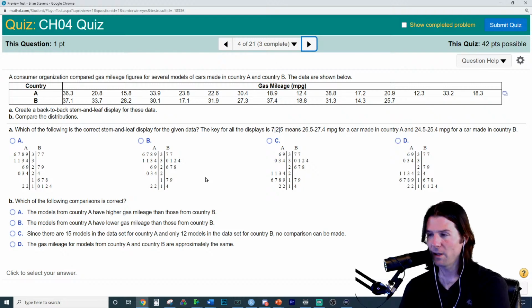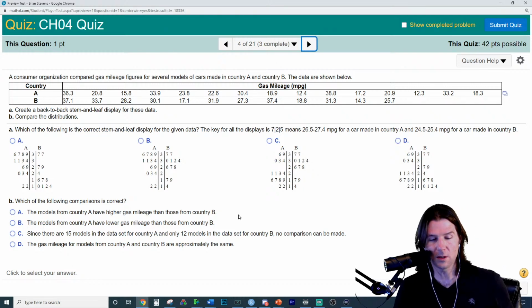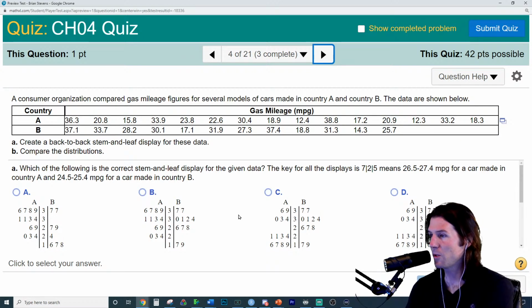Here we are with this one we did on another day. We did this one in another class, but it doesn't hurt to do this one. Someone's watching this video and they're like, no, do this one. Because this one's pretty tricky. This is back-to-back stem and leaves, or side-by-side stem and leaf plots.